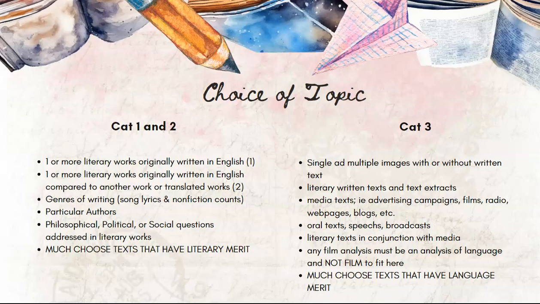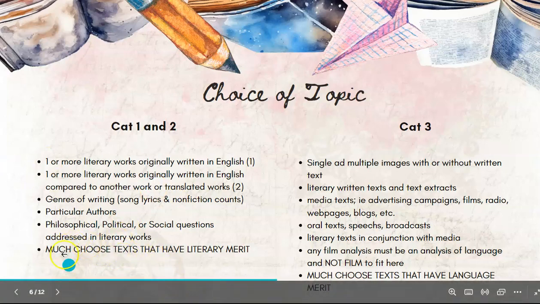You can have literary text in conjunction with any of your media. How was a teleplay turned into the actual TV show? You can do any film analysis, but it has to be an analysis on language and literature, themes, and the language used to produce it, not camera shot types and things like that. That's a film paper. Ultimately, in this topic, you have to choose texts that have language or literary merit.